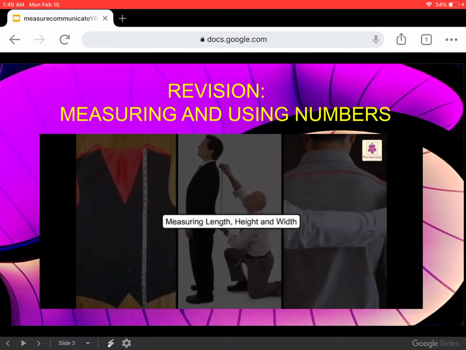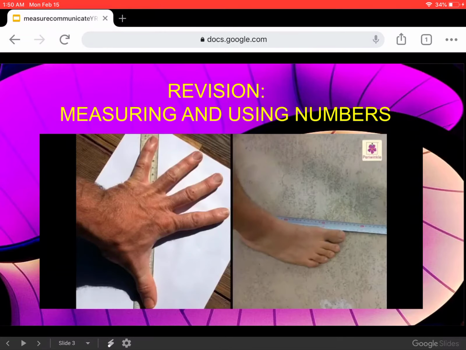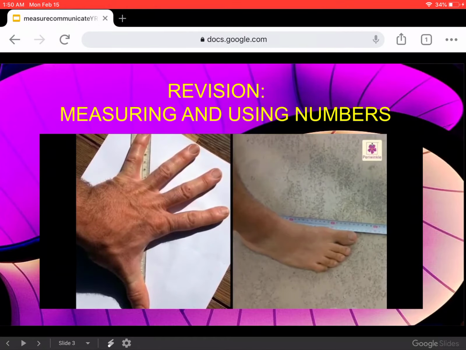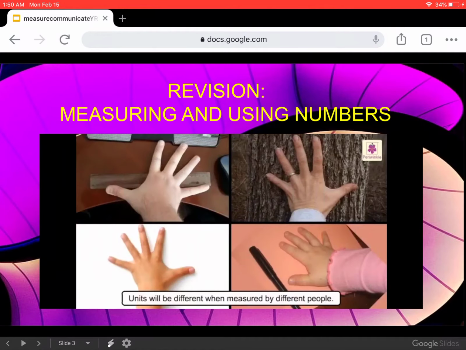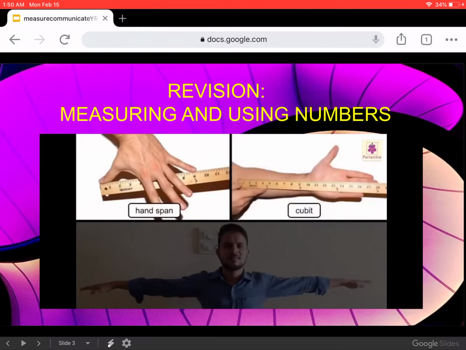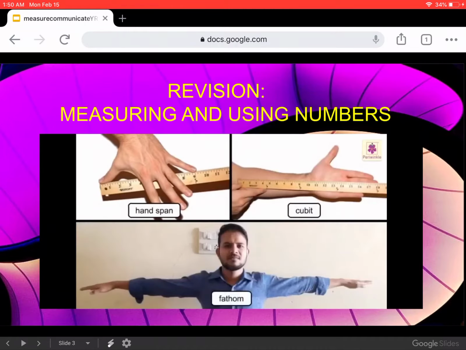Next is measuring length, height, and width. In early times, people used parts of the body for measuring length. There were 2 main objections to these early units. First, if the units were based on the size of a body part, it would be different when measured by different people. Secondly, the various units like handspan, cubit, fathom, etc. would have no connection with each other.